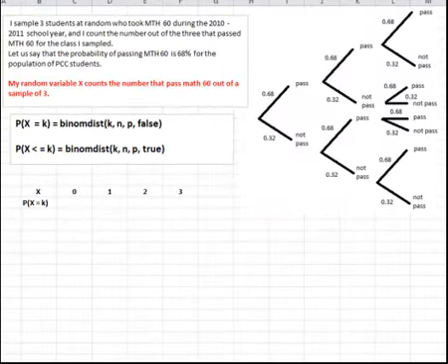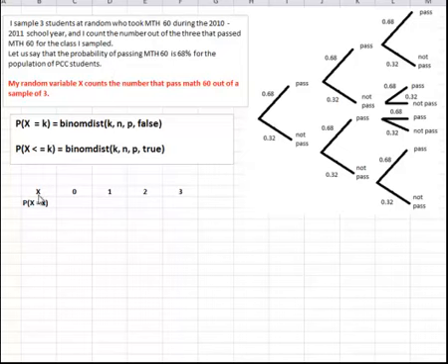Let's look at what the commands false and true mean for the binomial distribution function. Here's a situation where I'm sampling 3 people from the PC population during the 2010-2011 school year, and I'm counting the number that passed Math 60. So my variable just counts the number that passed Math 60 out of my sample of 3.